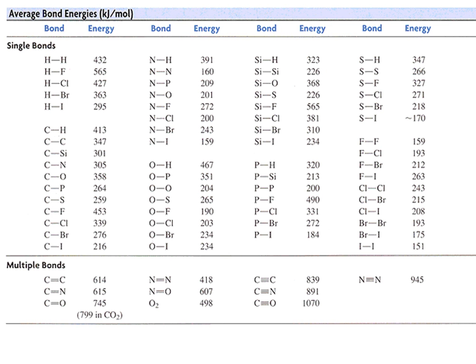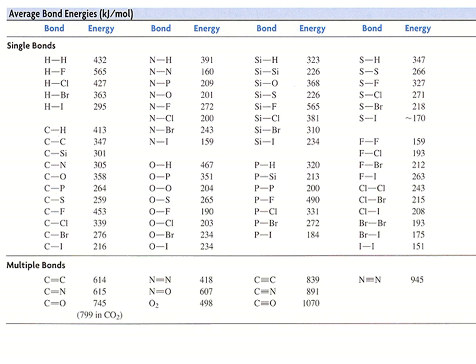So here we have a table of average bond energies. It says average because the energy it takes to break the bond is in all cases going to depend on the other atoms that are bonded to each of the atoms that you're breaking apart. But this will give us a general idea of what that energy would be.